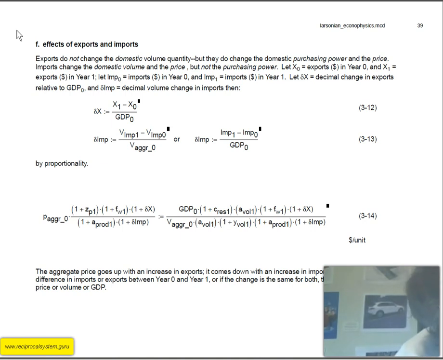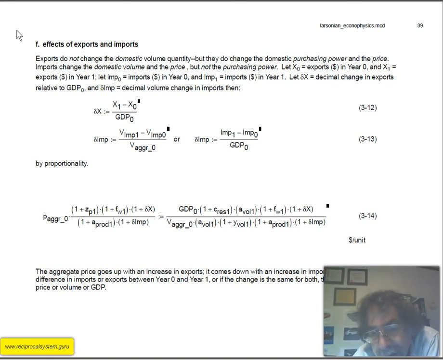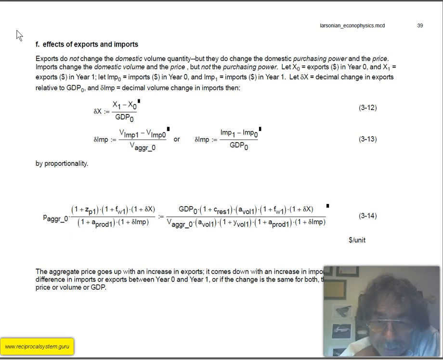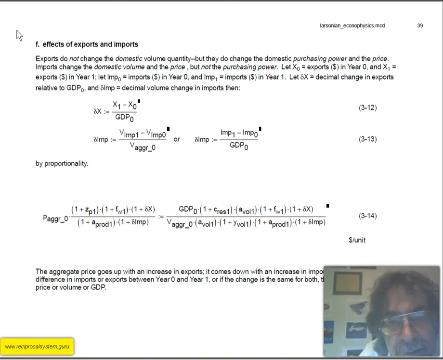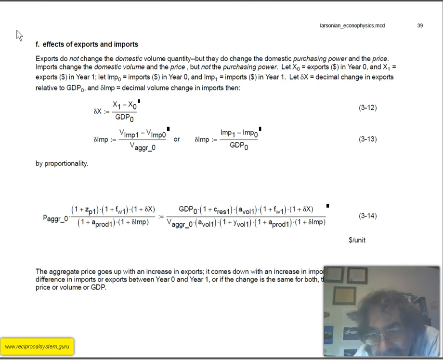So delta X equals X sub 1 minus X sub 0 divided by GDP sub 0, and delta imports equals V sub imp 1 minus V sub imp 0 divided by V sub aggregate 0, or delta imports equals import 1 minus import 0 divided by GDP 0. Okay? Again, it has to be relative to the GDP 0 by proportionality. All right, so now we have this long equation in 314.